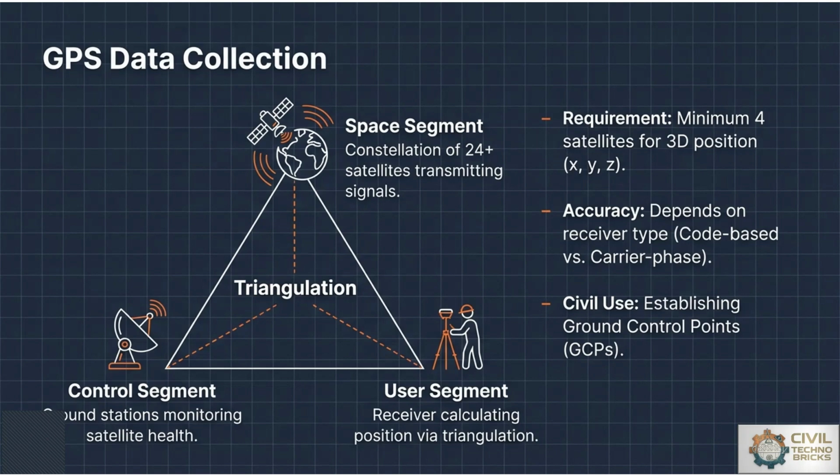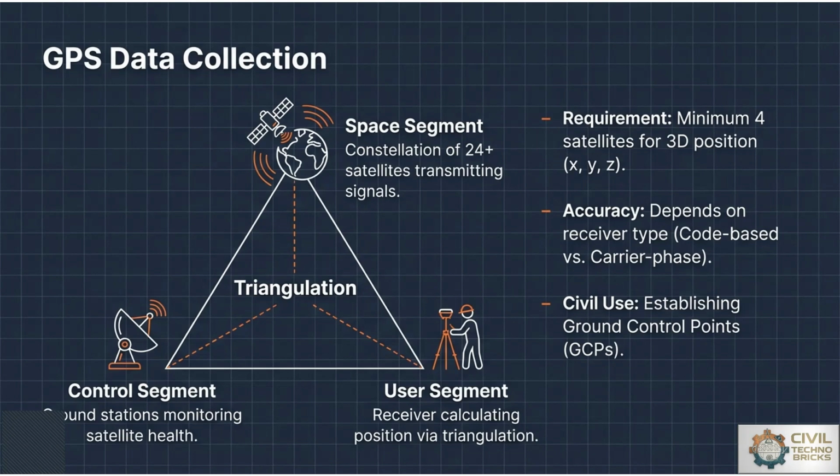The space segment is a constellation of more than 24 satellites which transmit signals continuously to the Earth for positioning. Second is the control segment, which includes the ground monitoring stations that track satellite health, orbital positions, and timing accuracy. These stations ensure reliable signal transmission and maintain the precision required for civil engineering surveys and GIS databases. The user segment refers to the GPS receivers used by surveyors or any type of engineers in the field.